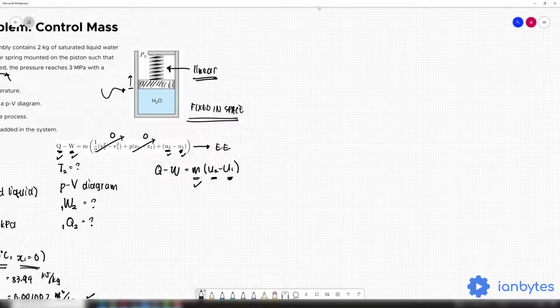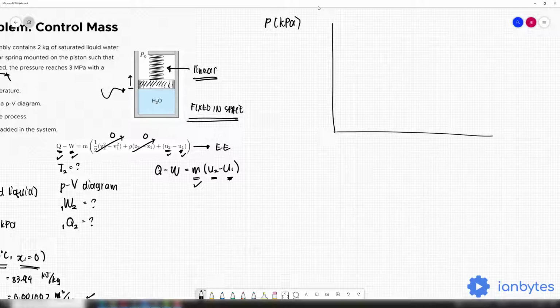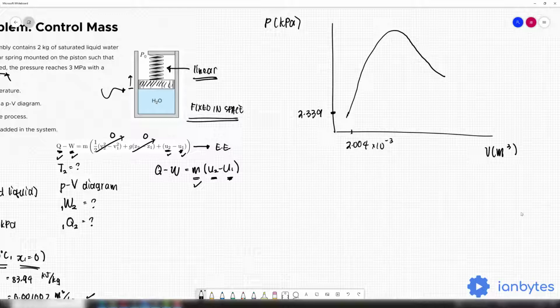Now let us draw the PV diagram of this process. We have pressure on the vertical axis and volume on the horizontal axis. Our pressure is in kilopascals and our volume is in cubic meters. Now, the saturation curve of our PV diagram looks something like this. Okay? So we know that our initial volume V1 is a really small number. So you have 2.004 times 10 raised to negative 3 cubic meters. And our pressure is also relatively small. We have 2.339 kilopascals. And we know that it is saturated liquid.